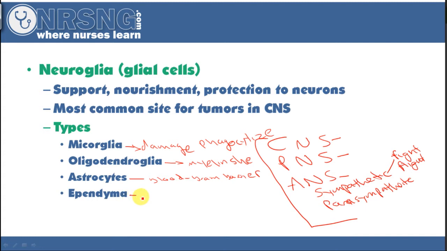Okay, and then we have our ependyma, and they line the ventricles of the brain and the central canal of the spinal cord, and they aid in secretion of CSF. So those are 4 types: microglia, oligodendroglia, astrocytes, and ependyma. So microglia: damage, phagocytize. Oligodendroglia: myelin sheath. Astrocytes: blood-brain barrier. Ependyma: CSF. Those are really the 4 types of neuroglia.